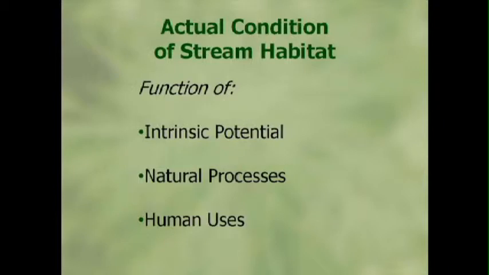The actual condition of stream habitat is a function of intrinsic potential, or this static geomorphic template, and natural processes that deliver, transport, and store wood, sediment, and water. And in most places, human uses such as forestry and agriculture interact with these natural processes and this static template to determine the actual conditions of stream habitat.